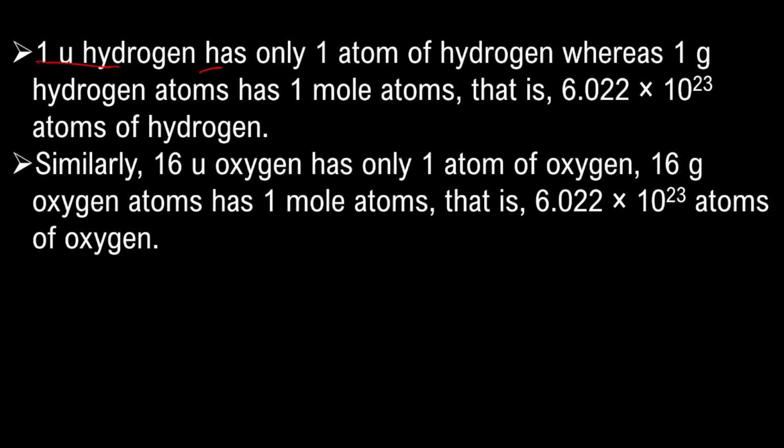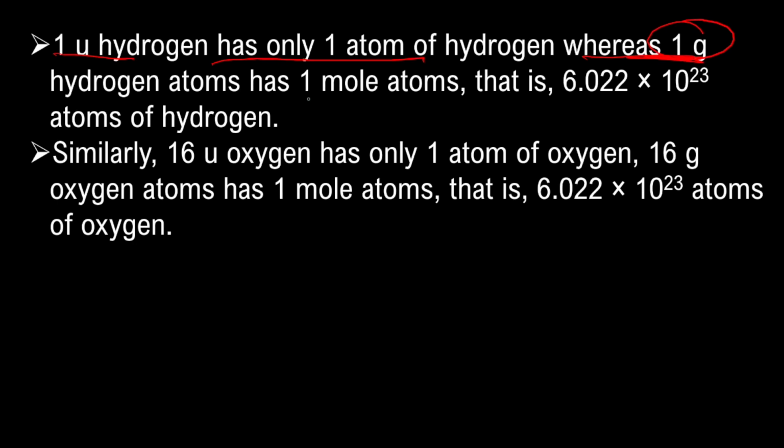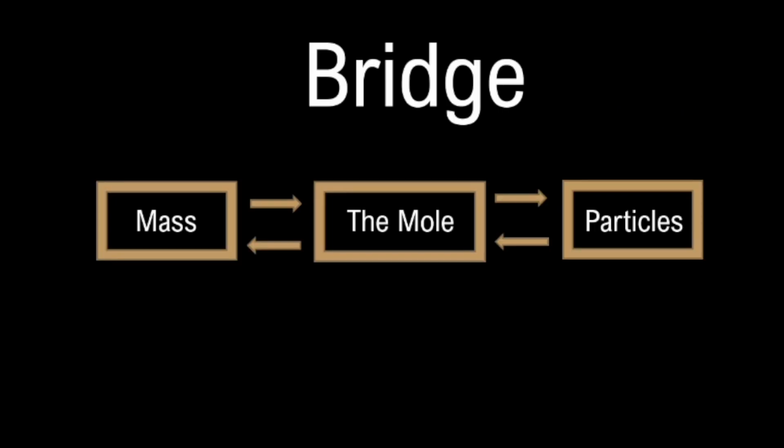1 u of hydrogen has only 1 atom of hydrogen, whereas 1 gram of hydrogen has 1 mole of atoms, that is 6.022 × 10^23 atoms of hydrogen. Similarly, 16 u of oxygen has only 1 atom of oxygen, but 16 g has 1 mole of oxygen atoms. So mole is just a number, the value is Avogadro's number. Let's move to the next point.